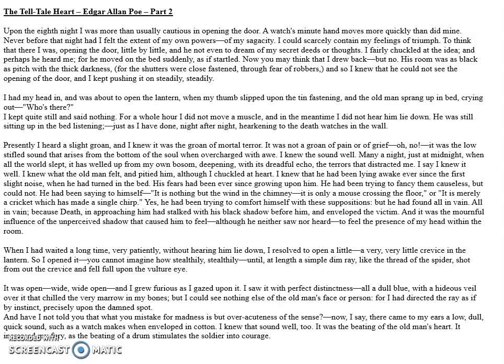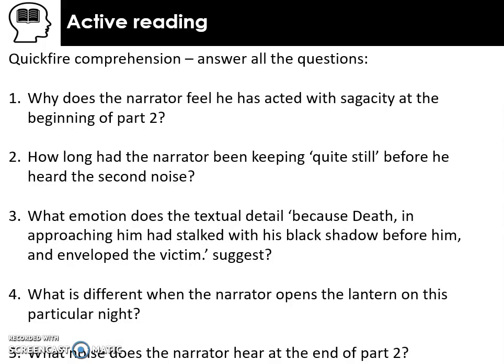Okay, so that's the end of part 2. So, bear that in mind. You can pause the video and go back between these slides if you need to, and I've attached a copy of parts 1 and 2 to Show My Homework as well. Okay, so quickfire comprehension. Answer these questions in your book or notes, please. Pause the video here and have a go at writing those answers down.